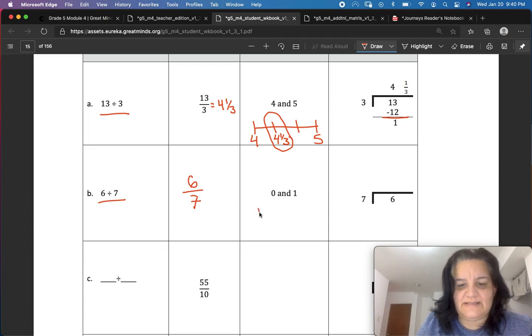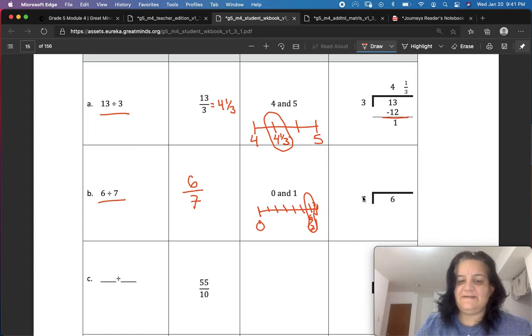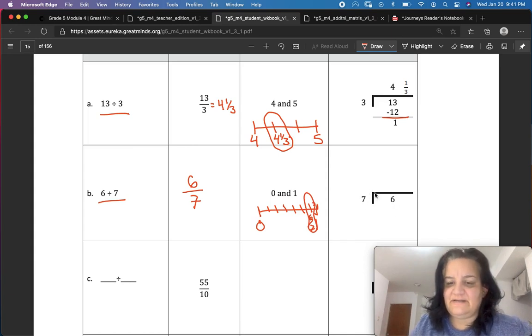And we know that 6 sevenths is less than a whole, because if this was 0 and this was 1 and they were divided into 7 pieces, 1, 2, 3, 4, 5, 6, 7, 6 sevenths would be right here. Okay, now let's do the division. 6 divided by 7, well, that's 0. 0 times 7 is 0. And our leftover is 6, so 6 sevenths. Okay, next one.